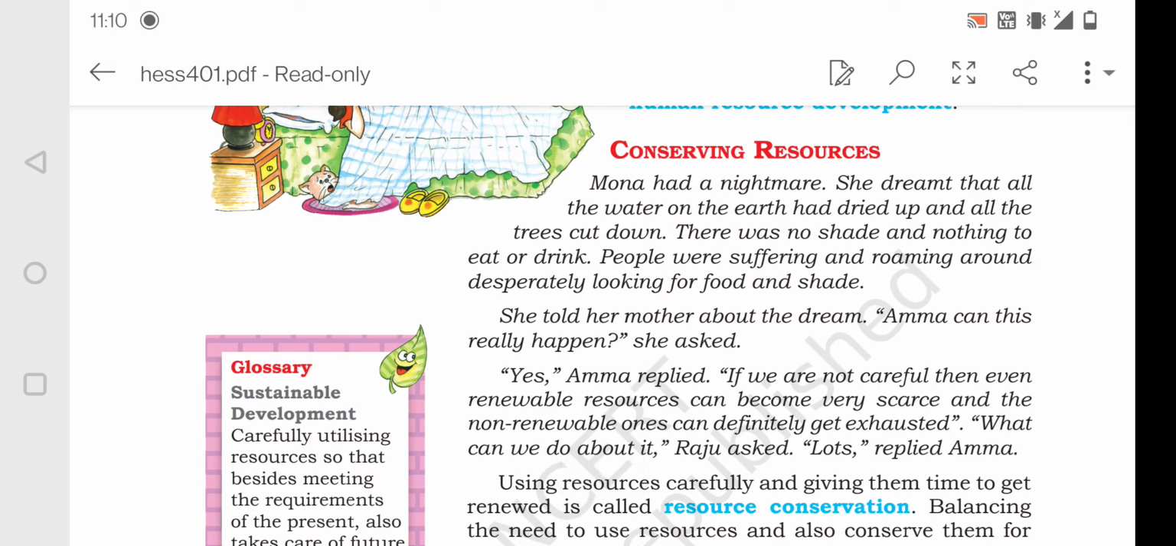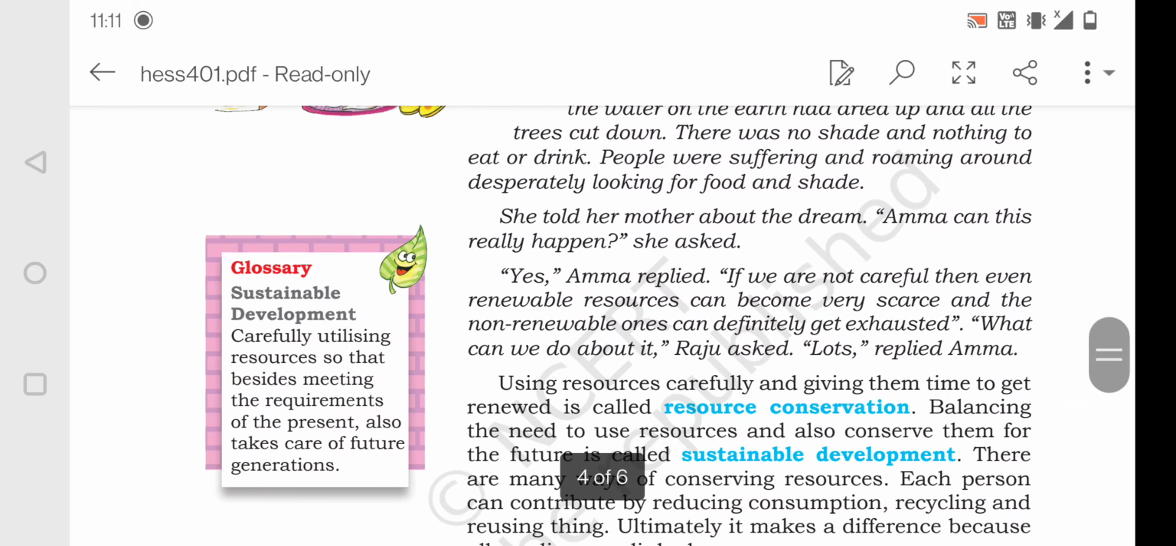Now we will come to conserving resources. What is the meaning of conservation? When you use resources carefully and give them time to get renewed, it is called resource conservation. And there is one more concept, a broader one, that is sustainable development. Sustainable development is when you balance the need to use resources and also conserve them for the future.